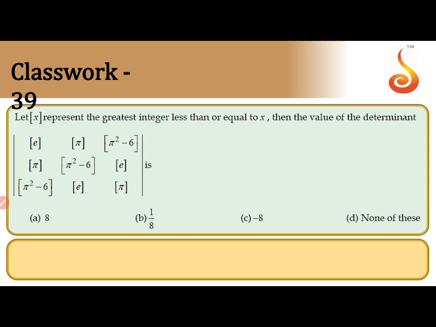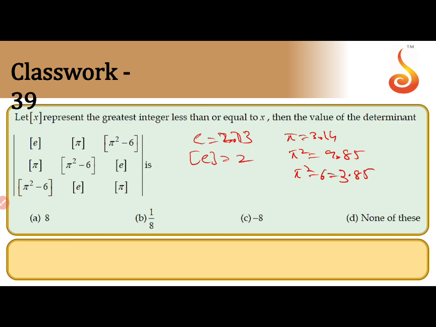The step function of x represents the greatest integer less than or equal to x. You know the step function: if you put in any fractional value, it always becomes an integer. The value of e is approximately 2.73, and its step value is rounded down to the integer 2. Pi is 3.14, and pi square is approximately 9.85. So pi square minus 6 is 3.85. These are the values which come here.